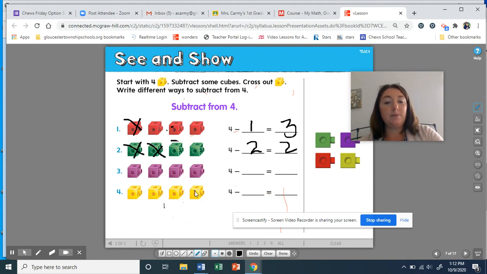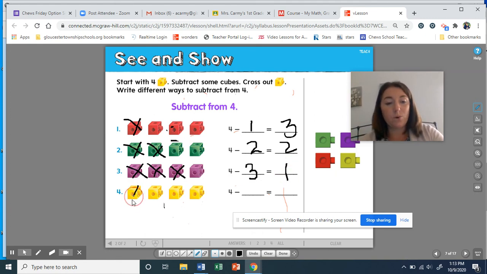All right, now I'm going to take away 3 from the purple connecting cubes. So I'm going to cross off 3. 1, 2, 3. So 4 minus 3. How many am I left with? Only 1.